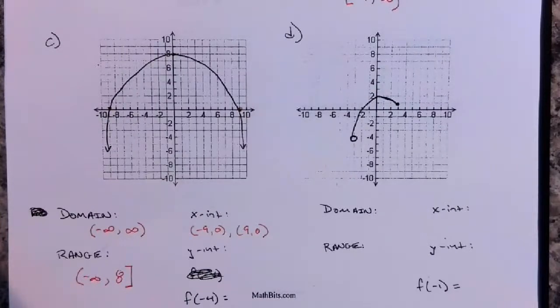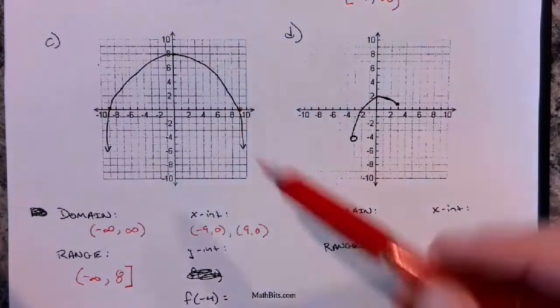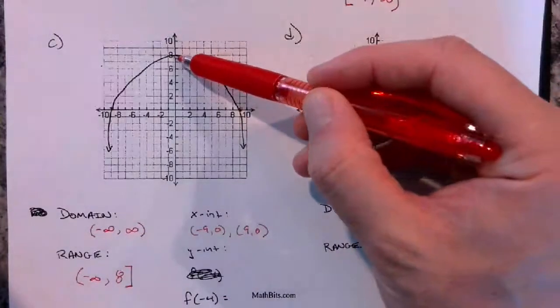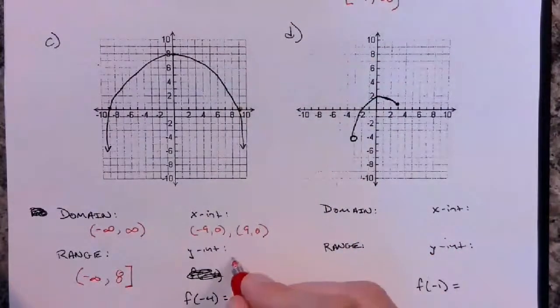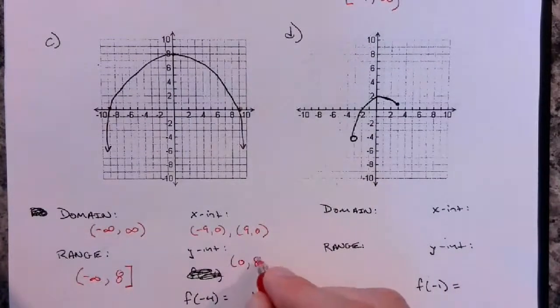For the y-intercept, where does this cross the y-axis? Well, the y-intercept on this graph crosses right there. It looks like the point is, remember, x value is always 0 for the y-intercept. The y value here is 8. Remember, these are ordered pairs when we talk about x and y-intercepts. They're not intervals.